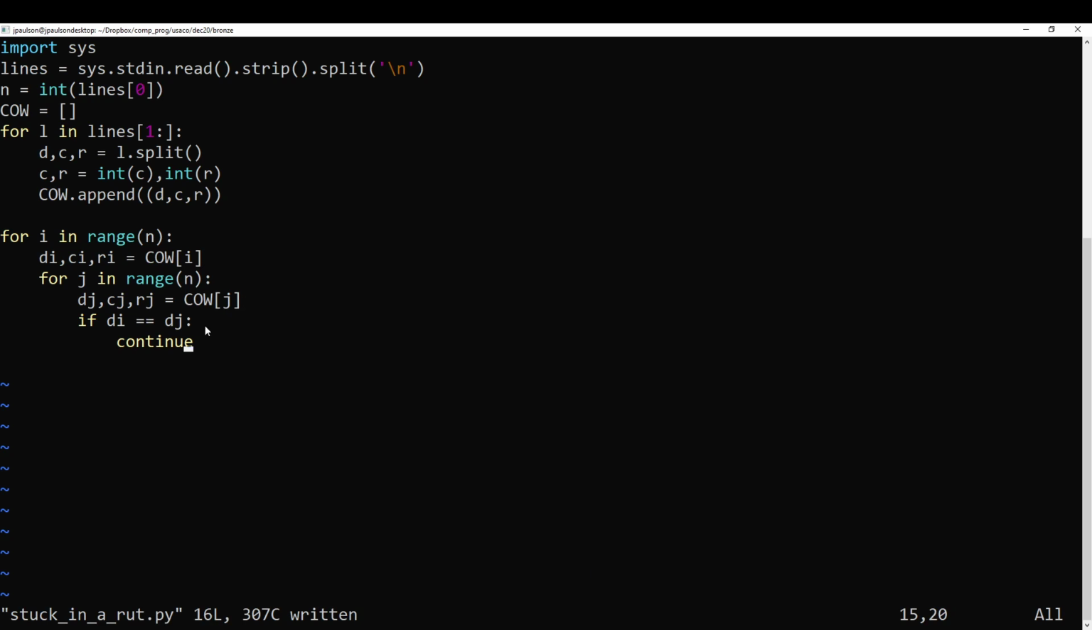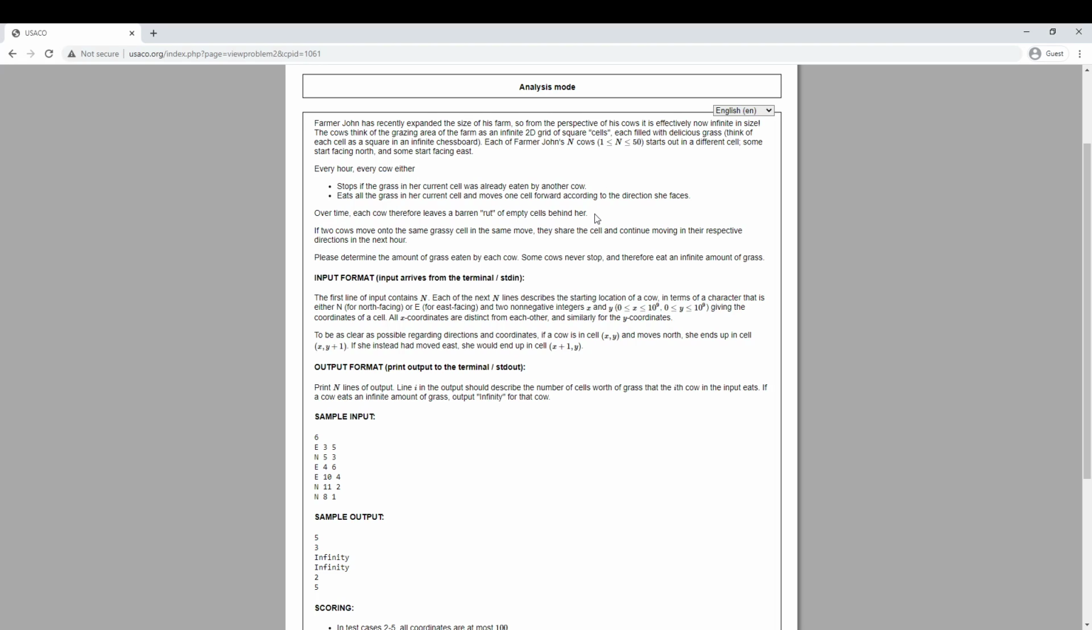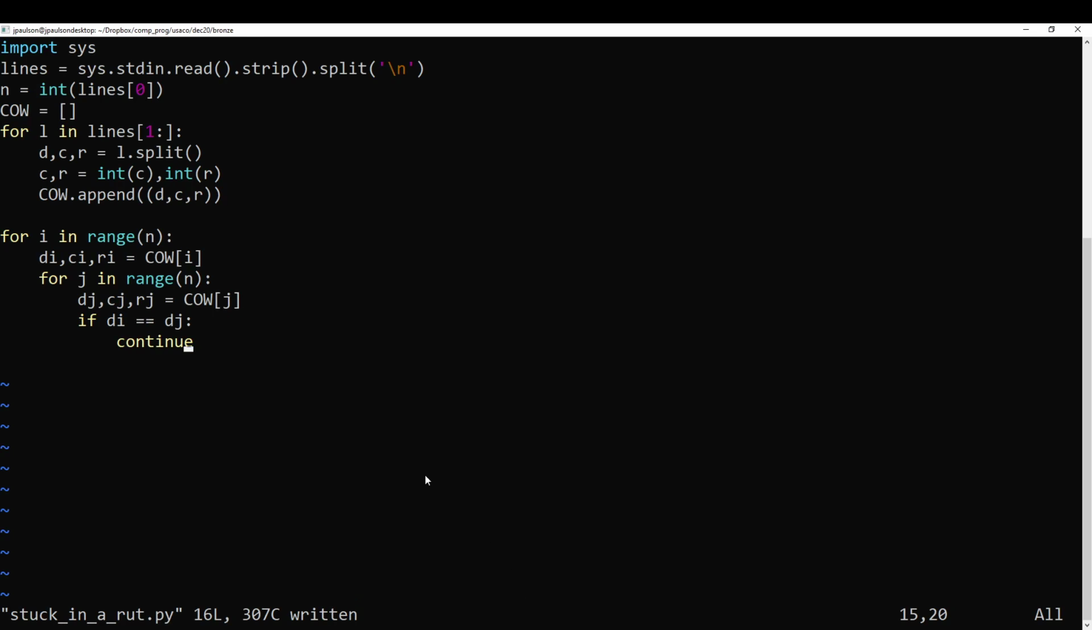So 2 cows that are both going north or both going east can never block each other because they're going in parallel lines. Even if they started in the same cell, I think they don't. They don't. So you don't even talk about it. Anyway, otherwise, they can't block each other.